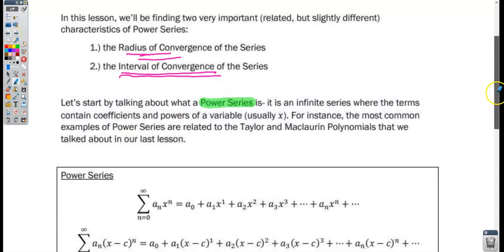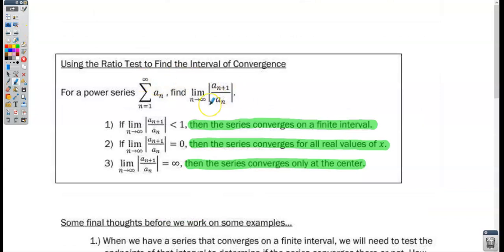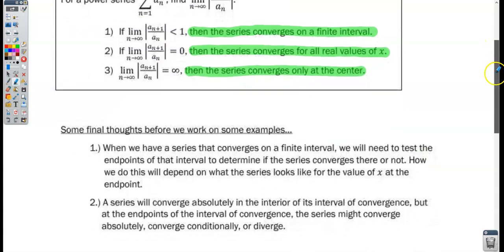Let's go back here for a second. Connect to our convergence theorem. Line 1 of this matches up with line 1, line 2 matches up with line 2, line 3 matches up with line 3 on our ratio test to find the interval of convergence. All right. Final thoughts before we get to this.